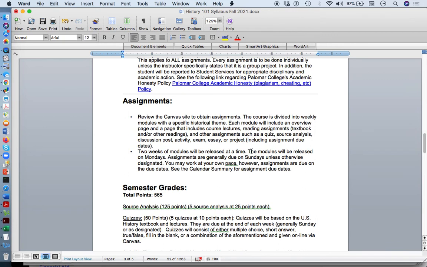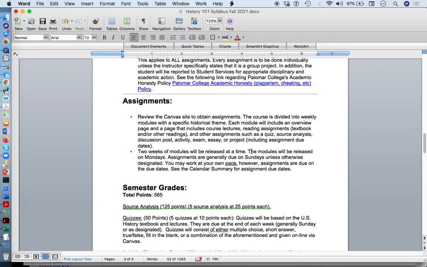Here is the information regarding assignments. You want to review the Canvas course for those assignments. The course is divided into weekly modules with a specific historical theme, such as the Civil War or Reconstruction. Each module will include an overview page and then a page that includes a course lecture, reading assignment, being textbook or other readings that I might include, and other assignments such as a quiz, source analysis, discussion post, activity, exam, essay, or project. And I will include due dates for those assignments as well.